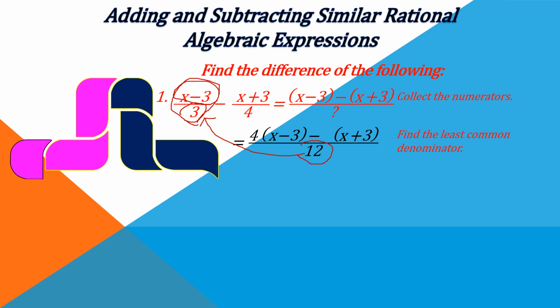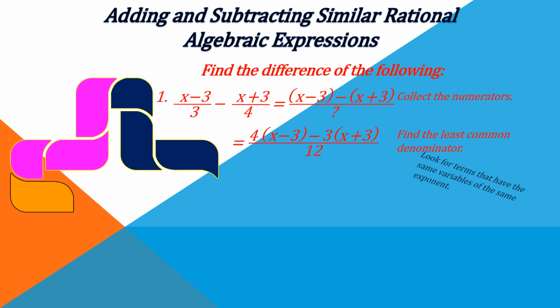And now, we also need to recompute the numerator of the subtrahend, which is x plus 3, because originally the denominator of this expression is 4, but now it becomes 12. So to find the new numerator of this expression, we need to divide 12 by 4, which is equal to 3, and x plus 3 will be multiplied by 3.